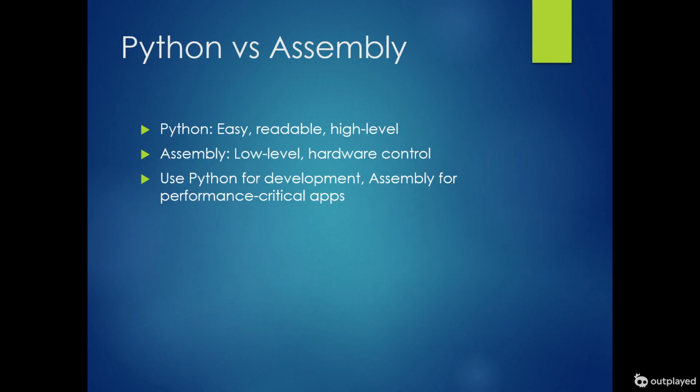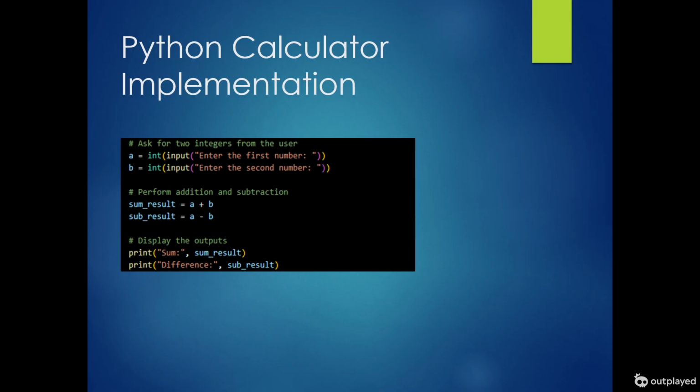So now, moving on to Python versus assembly. This section compares Python, a high-level language, with assembly, a low-level language, using a calculator program as an example. So moving on to the Python calculator implementation. This Python calculator shows how simple high-level programming can be. The program asks the user for two numbers, converts them into integers, performs addition and subtraction, and then displays the result.